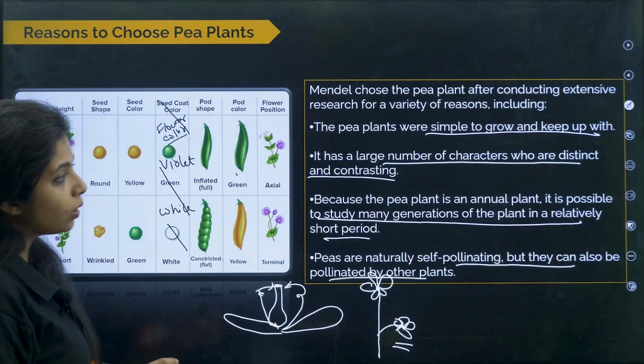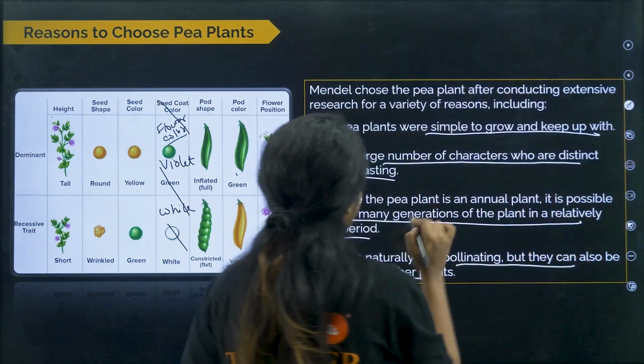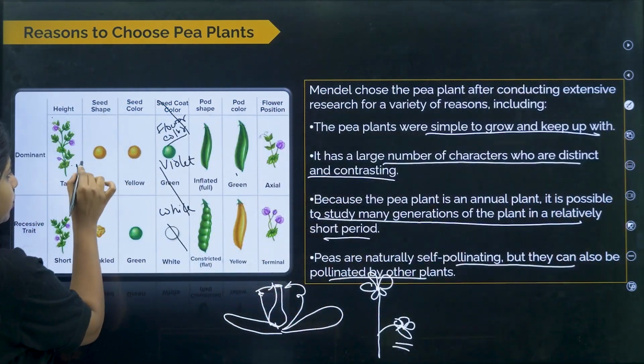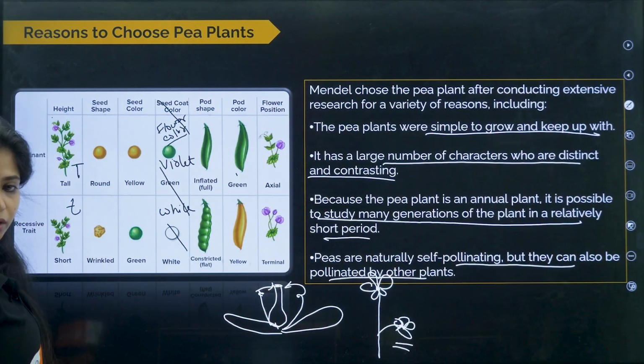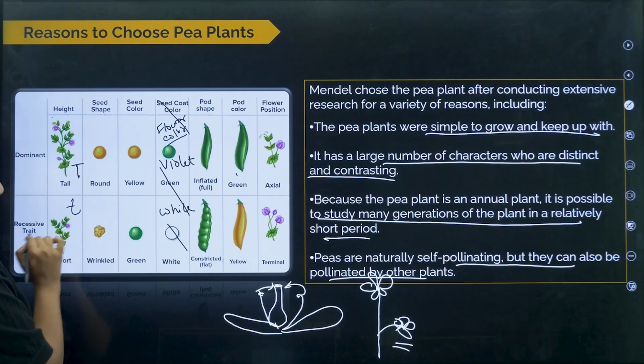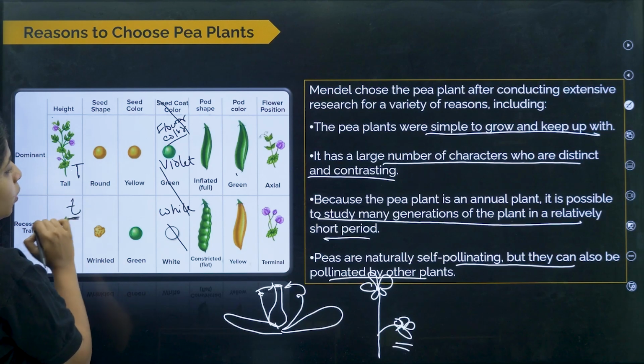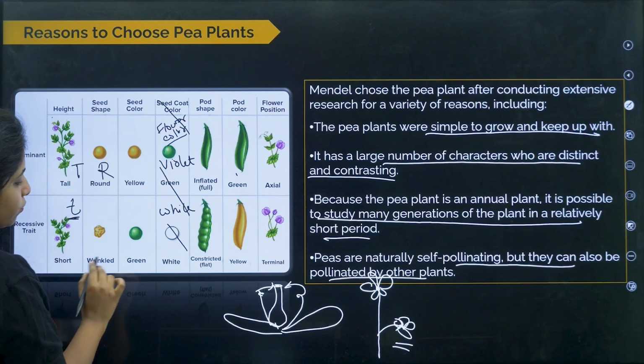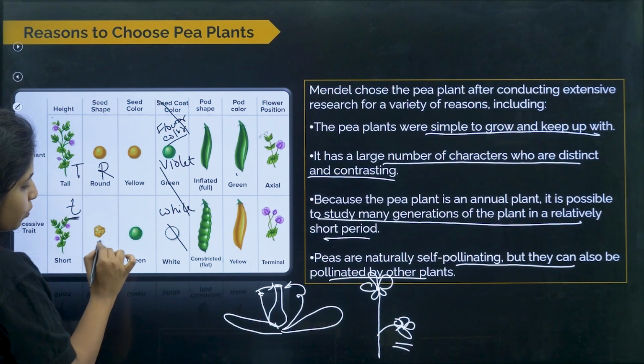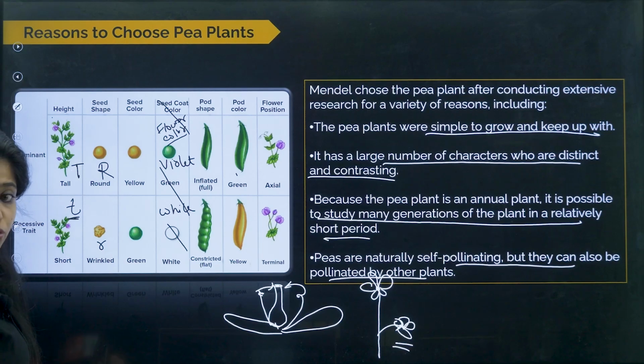Whenever I say tall is dominant, I will use capital T for denoting it. I will use small t for denoting the recessive one. I won't use a different letter; I would use the small version of the same letter. So here we have round and wrinkled. I will use capital R for round. For wrinkled, I will use small r, instead of using W.